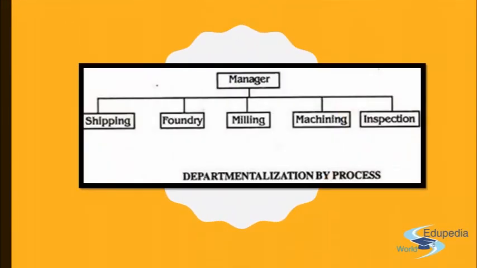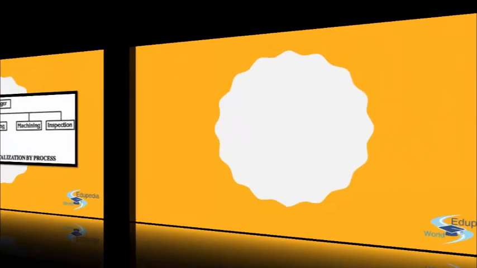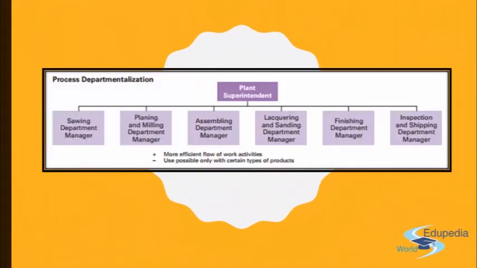Another example, we have manager shipping, manager foundry, manager milling, manager machining, manager inspection. This is the departmentalization by process. Another example, plant superintendent, we have sewing department manager, planning and milling department manager, assembling department manager, lacquering and sanding department manager, finishing department manager and inspection and shipping department manager. So I hope with these examples, process departmentalization is very clear to you.